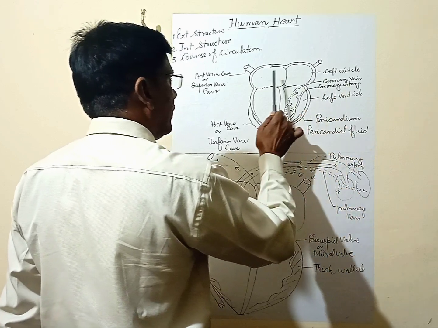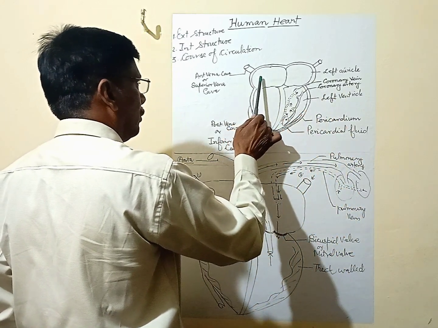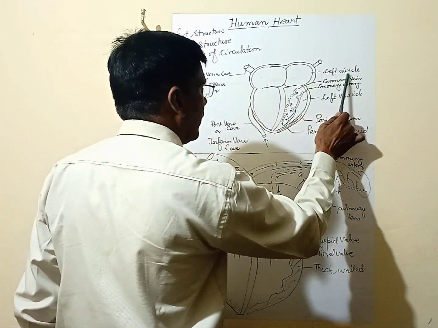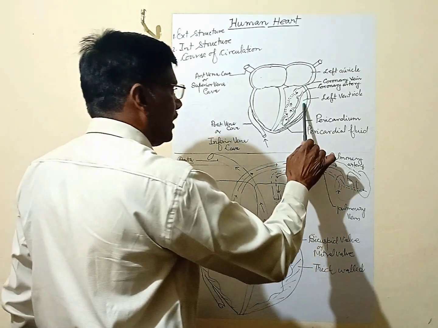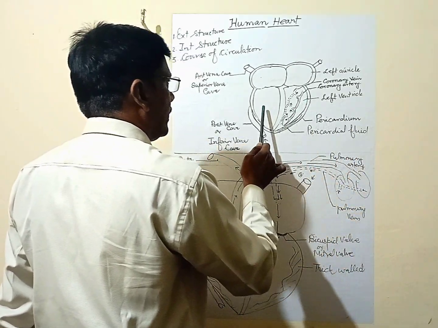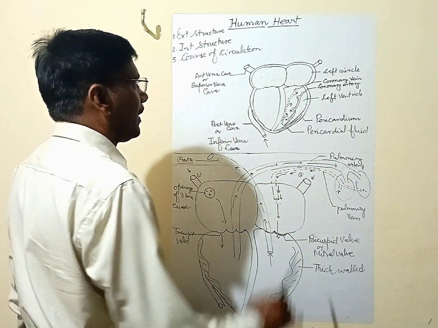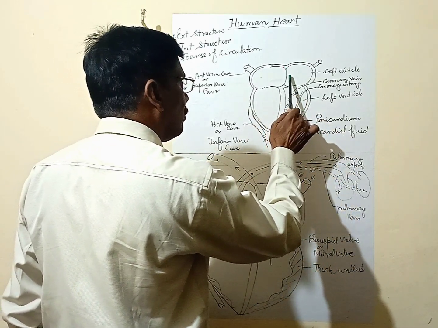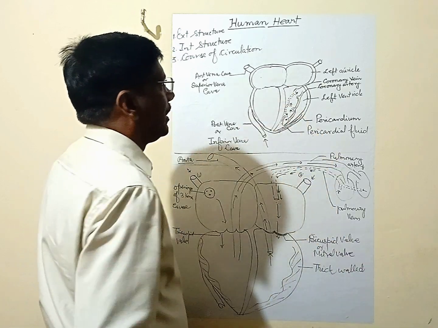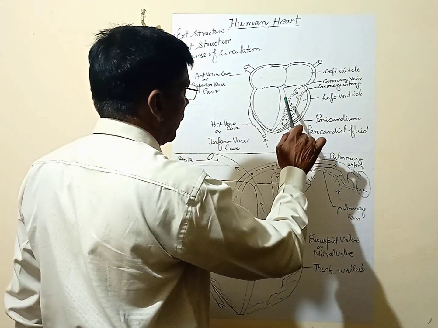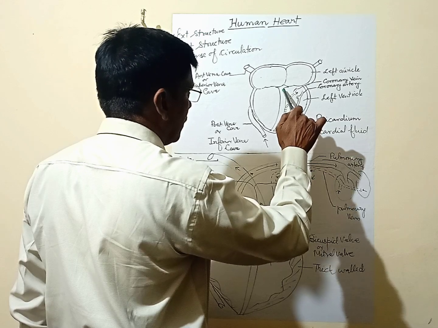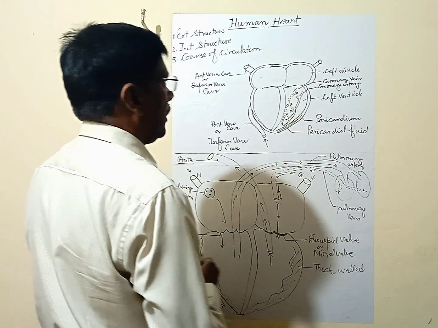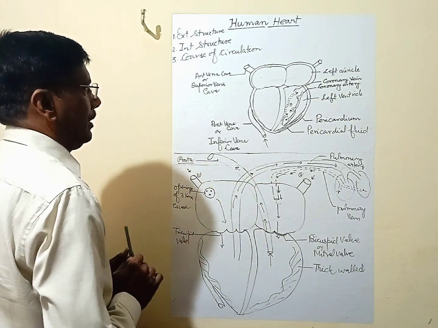This one is the left auricle, this one is the right auricle. I have not labeled them, but you have to add them in your notes. This one is the left ventricle, this one is the right ventricle. Both auricles are separated by a partition, the interauricular septum. Similarly, the ventricles are also separated by a similar but a little bit longer partition, the interventricular septum. I hope it is clear.